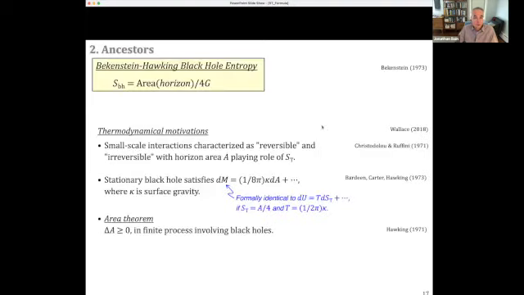So the first of our three ancestors is the Bekenstein-Hawking formula for black hole entropy, introduced in an article by Bekenstein in '73. The quantity on the left is the entropy associated with a black hole. And on the right is the area of the event horizon of the black hole divided by 4 times the Newtonian gravitational constant.